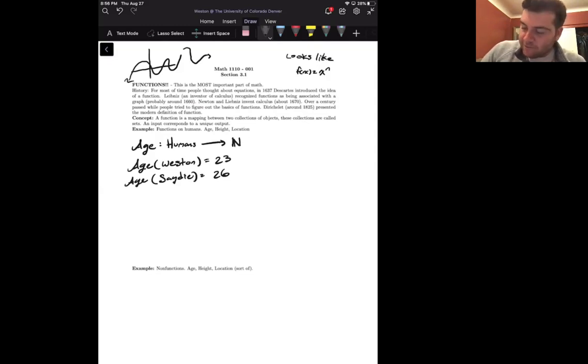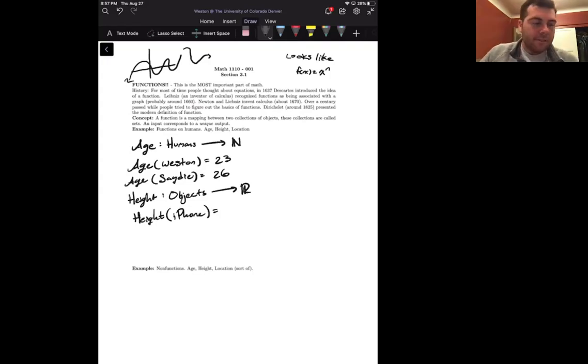We can have height as a function of even just objects into the real numbers, where you have the height, I guess, of looking at objects around me, my iPhone equals, I think it's about 6.2. Again, we can just take the height of Weston, and it will output, I guess that was in inches, so this should output in inches, which would be 69 inches.